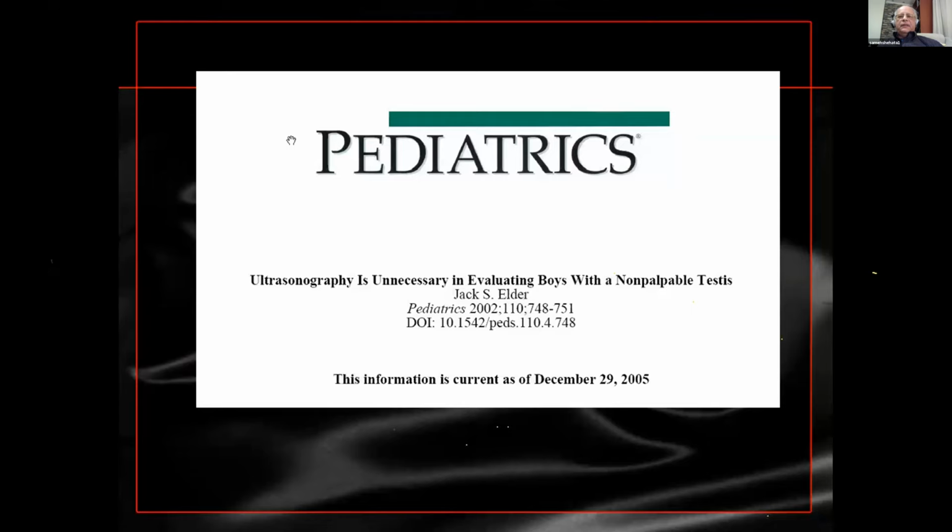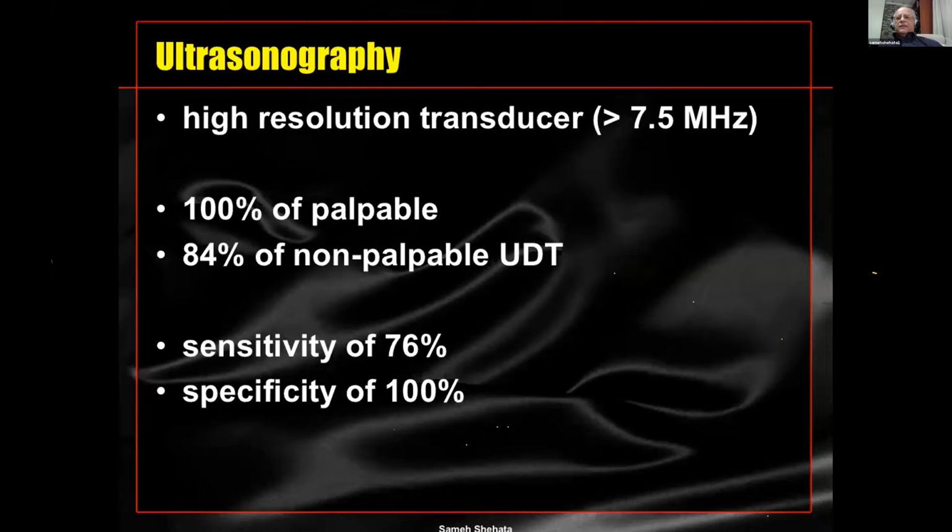Here we can see in the higher resolution transducer machines, more than 7.5 megahertz, you can get better results, but still it can see, of course, 100% of palpable testis, but only 84% of non-palpable undescended testis. And this is with the best machines. Of course, with the classic machines, you can get much less. Sensitivity of 76%, specificity of 100%. So the final word is unnecessary, not recommended.